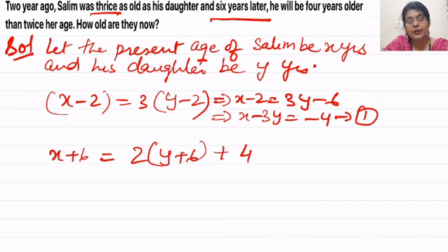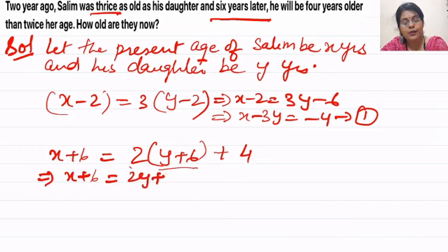That is why I have taken this question. Again I am going to read it. 6 years later he will be 4 years older than twice her age. So first twice the age 6 years later plus 4, and then we'll simply solve this and we can get the answer. X plus 6 is equal to 2y plus 12 plus 4.